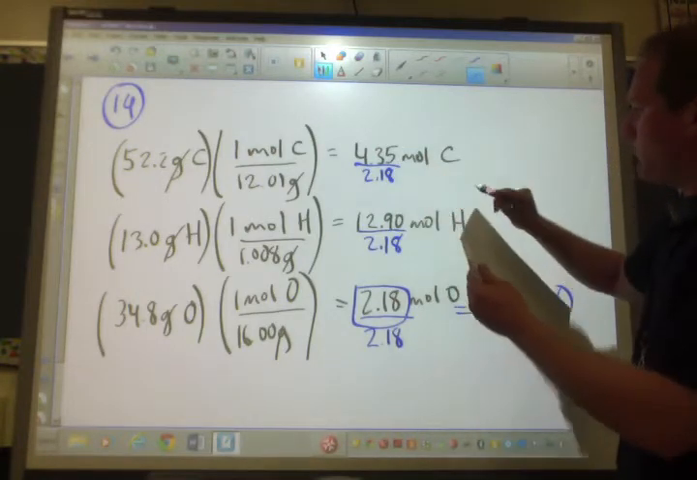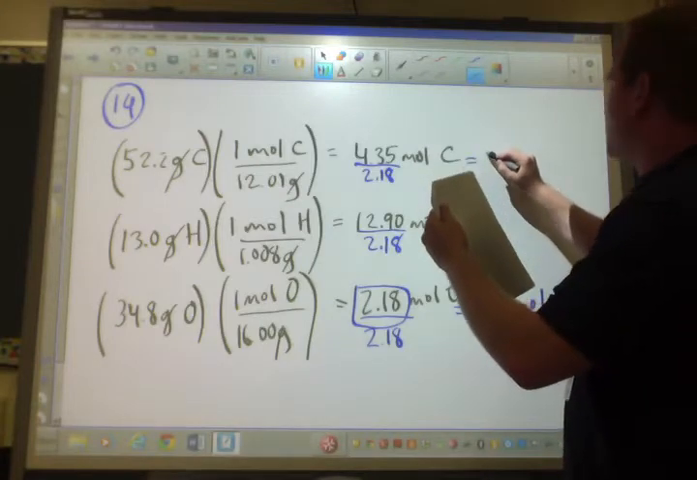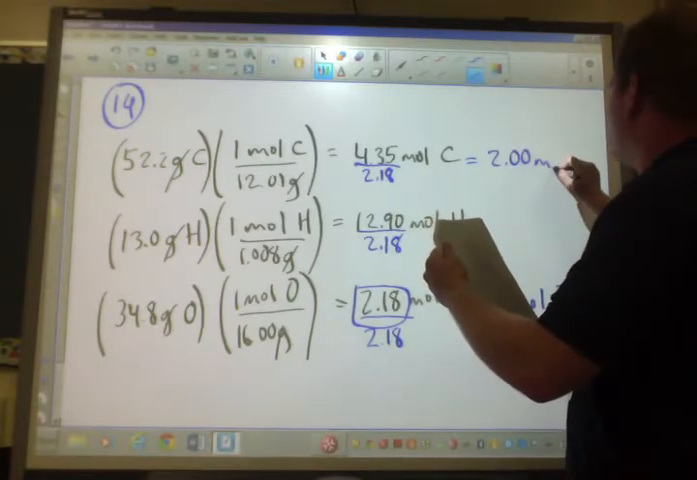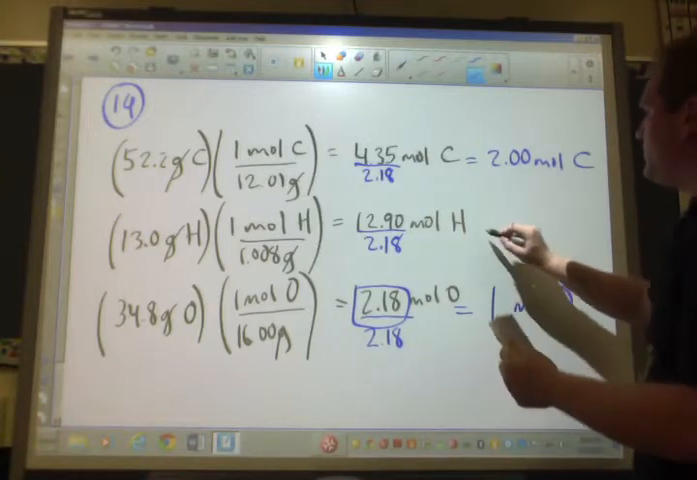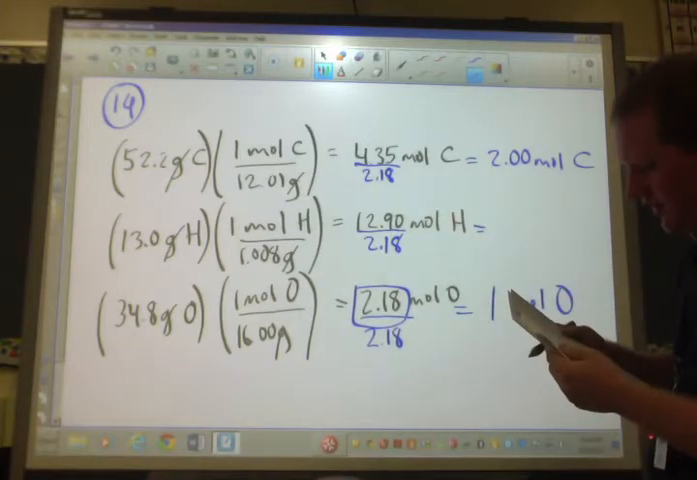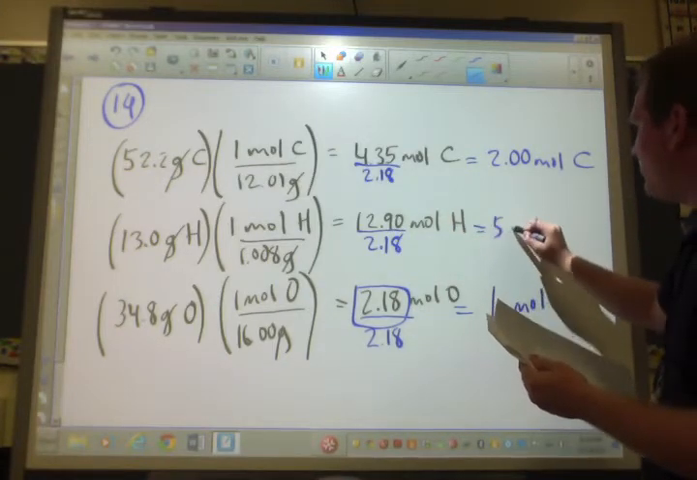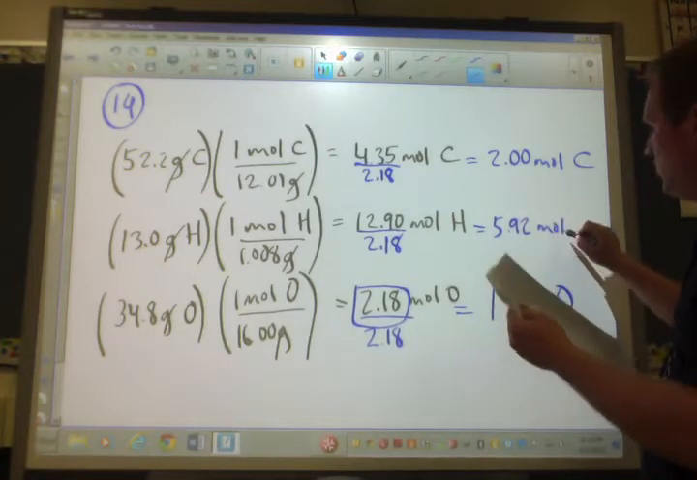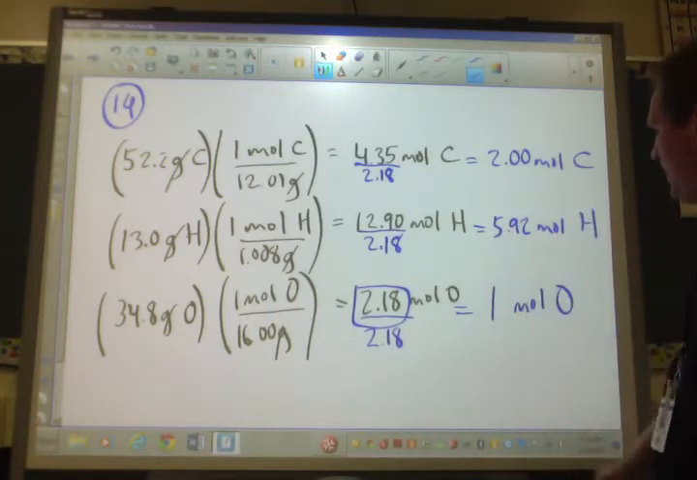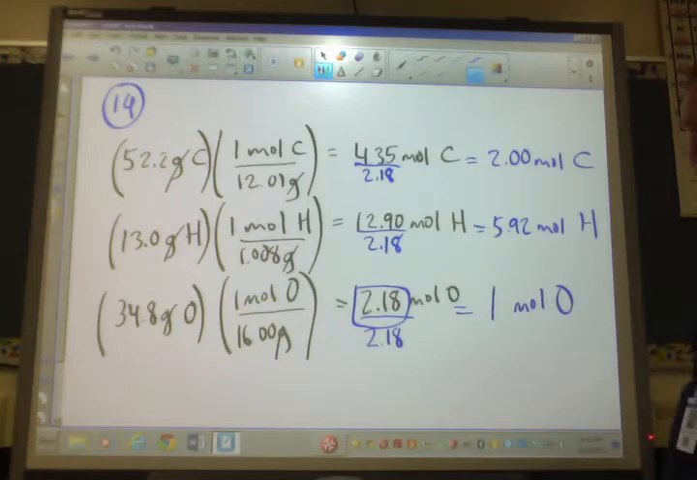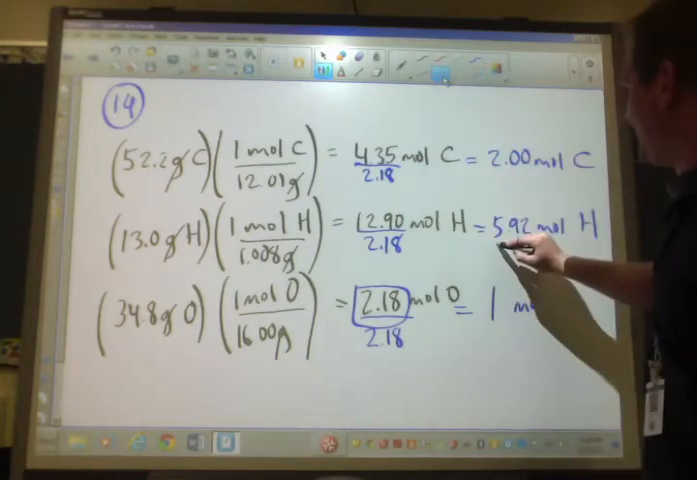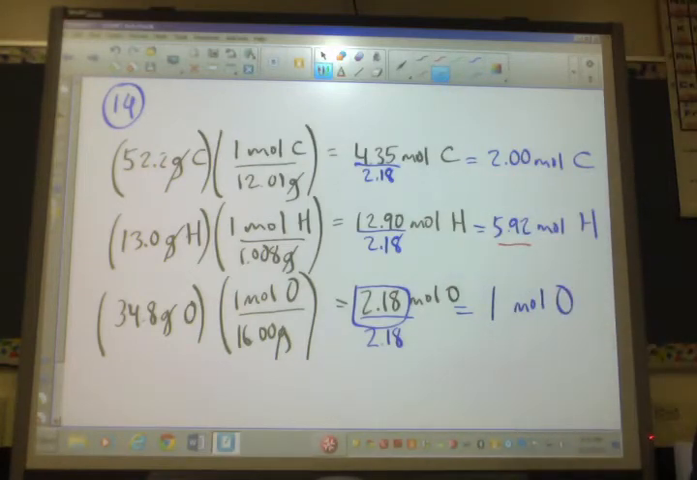So 4.35 divided by 2.18 gives me 2.00 moles of carbon. 12.90 divided by 2.18 gives me 5.92 moles of hydrogen, and we have our 1 mole of oxygen. Now, this 5.92, ideally I would like to see that a little closer to a whole number, but we're going to say that is close enough to call 6. So it becomes 2, 6, and 1.